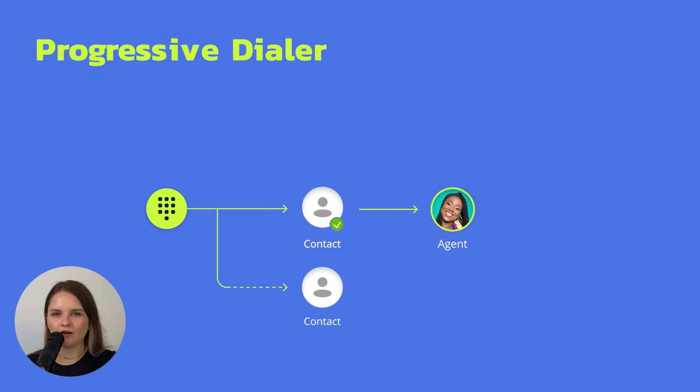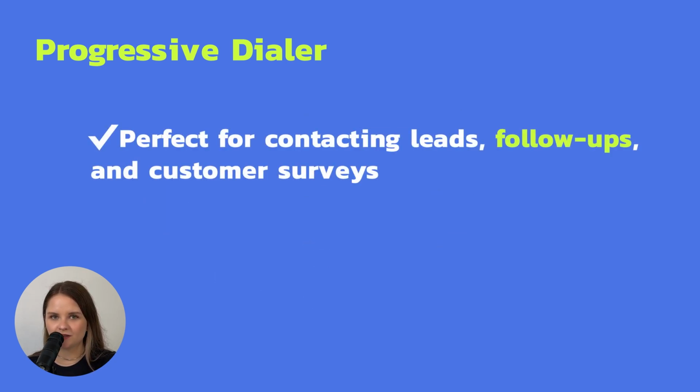The ratio between the calls made by the system and available agents is always 1-to-1, which guarantees the quickest agent response for every lead that you reach. If the contact doesn't answer or there is a voicemail, the system then starts dialing the next contact on the list. This ensures agents are connected only to calls with the real person on the line, further minimizing downtime. The progressive mode creates a steady flow of calls, making it perfect for tasks like contacting leads, follow-ups, or customer service, where the agent needs to be constantly engaged.